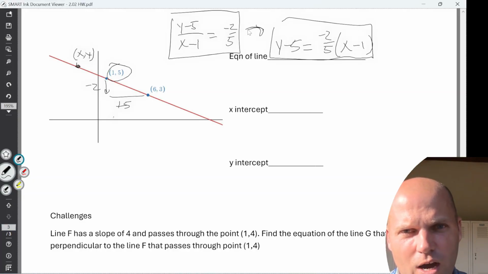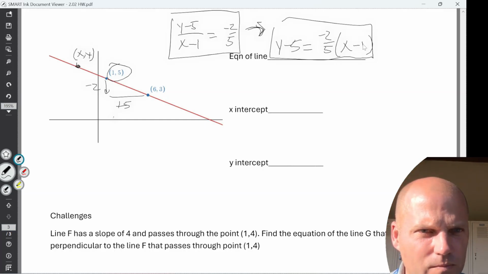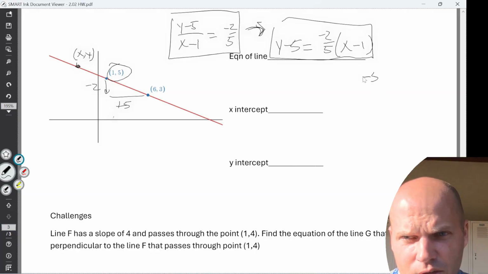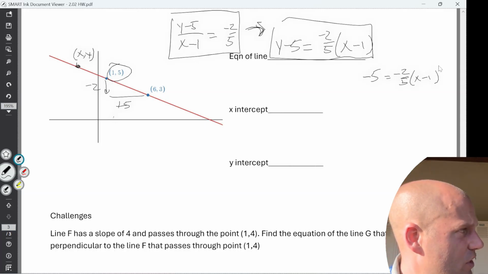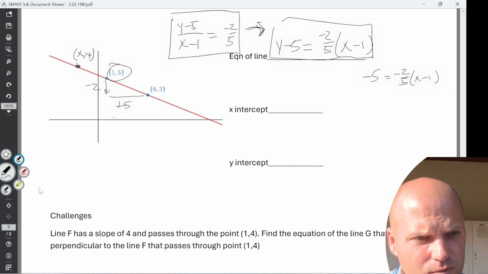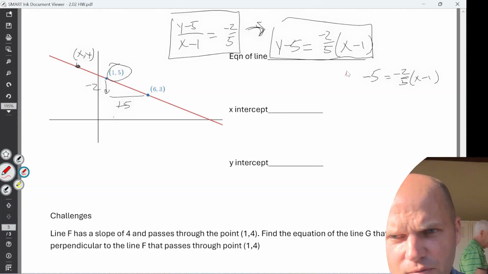But that's the reason why we come over here to this: y minus 5 equals -2/5 times (x minus 1). For the x-intercept, y is 0. Negative 5 equals -2/5 times (x minus 1). Ooh, I do not want to distribute the -2/5. But you know what I could do? Multiply everything by 5.